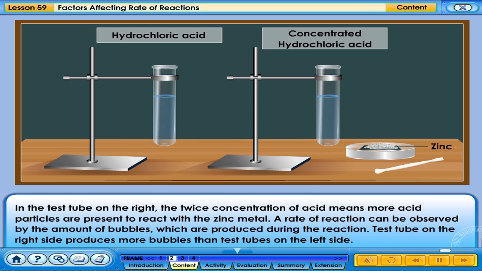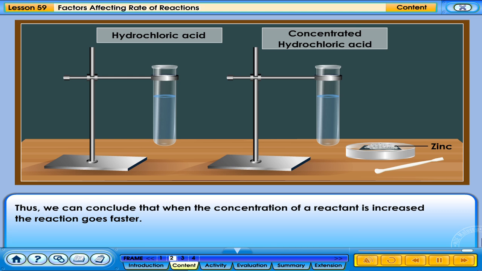In the test tube on the right, the twice concentration of acid means more acid particles are present to react with the zinc metal. A rate of reaction can be observed by the amount of bubbles which are produced during the reaction. The test tube on the right side produces more bubbles than the test tube on the left side. Thus, we can conclude that when the concentration of a reactant is increased, the reaction goes faster.